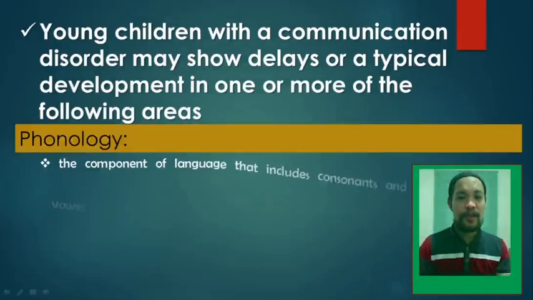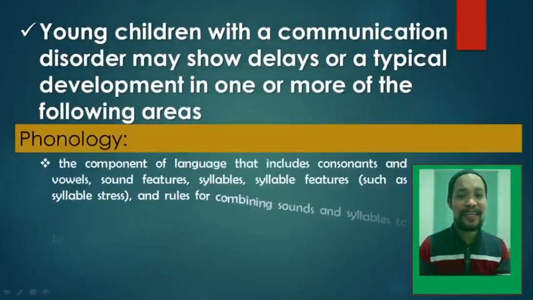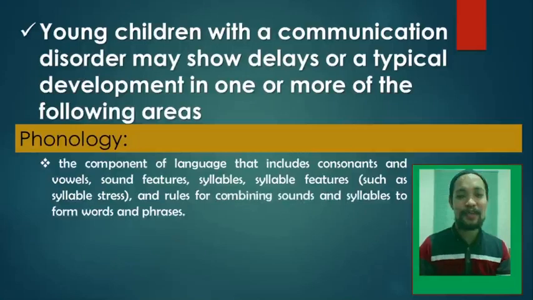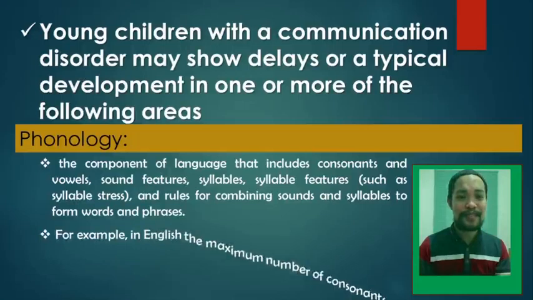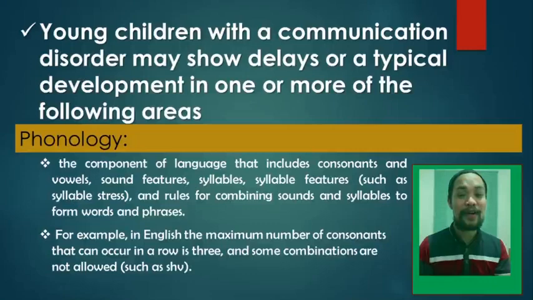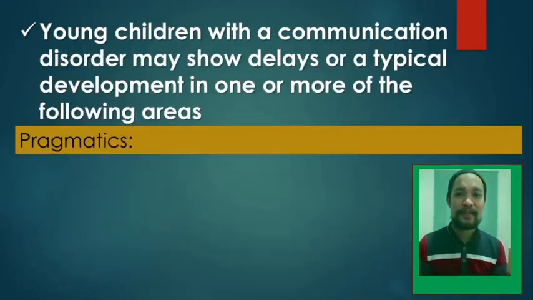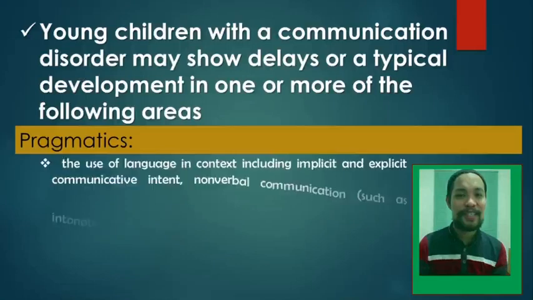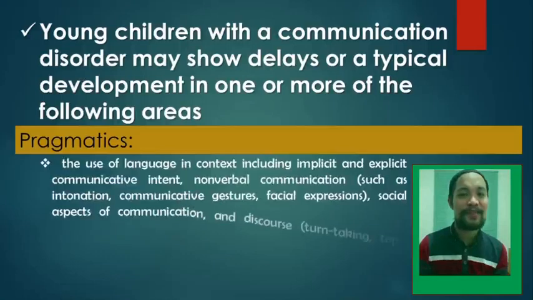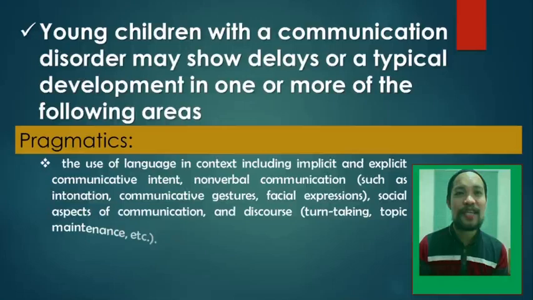Phonology, the component of language that includes consonants and vowels, sound features, syllables, syllable features such as syllable stress, and rules for combining sounds and syllables to form words and phrases. For example, in English, the maximum number of consonants that can occur in a row is 3, and some combinations are not allowed, such as S, H, and V. Pragmatics, the use of language in context, including implicit and explicit communicative intent, nonverbal communication such as intonation, communicative gestures, facial expression. Social aspects of communication and discourse, such as turn taking, topic maintenance, etc.